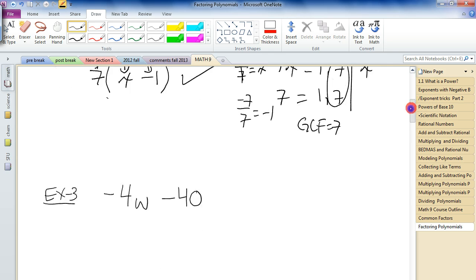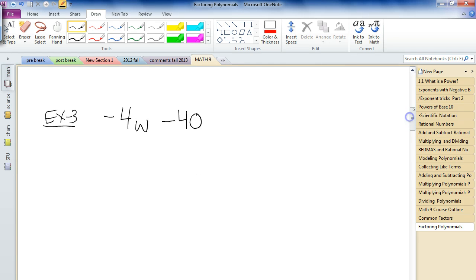Now you don't have to do the check, but it's handy. Now here, what do we have in common between negative 4w and negative 40? With the negative signs, I don't want to commit to saying it's a rule, but if you can, and there are two negative signs there, try to pull them out. So they both have a negative sign in common.